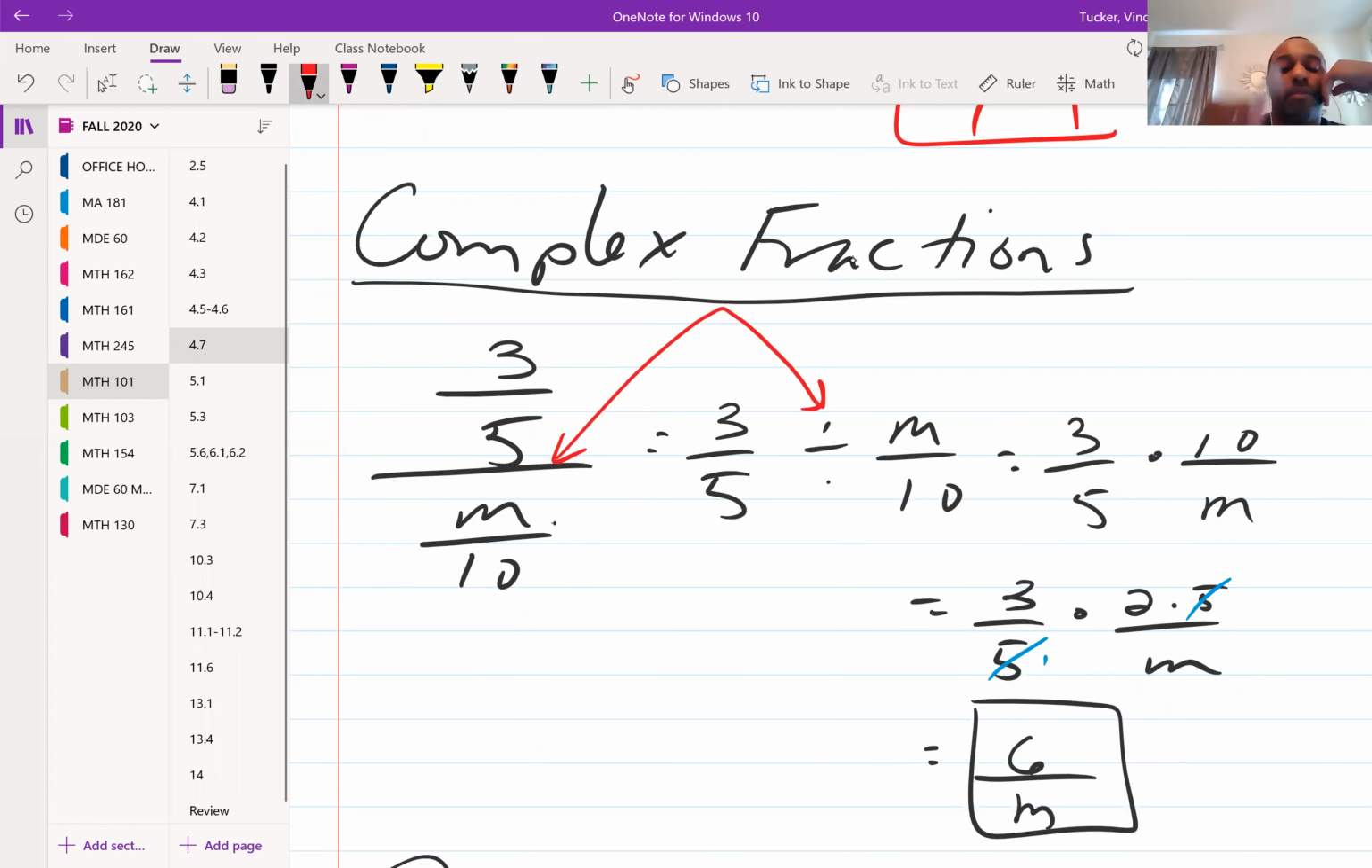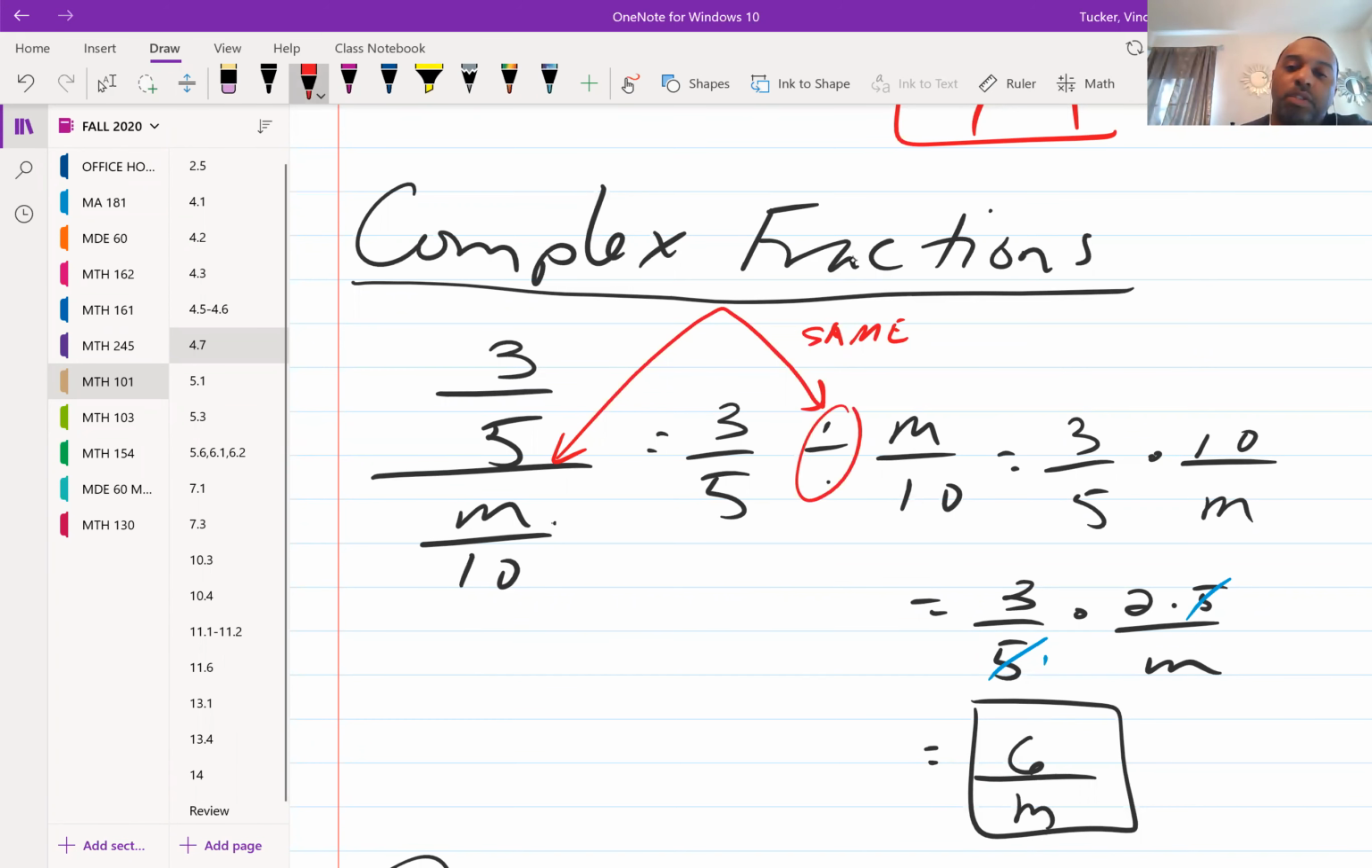So I have 3/5 over 5/10, but I can rewrite it as 3/5 divided by m over 10. Did I say 5/10? I meant m over 10, m/10, whatever. Not 5/10. And so that division bar and the division symbol are the same thing. So that's why I can rewrite it. This is written vertically. This one is written horizontally using different symbols but meaning the same thing.